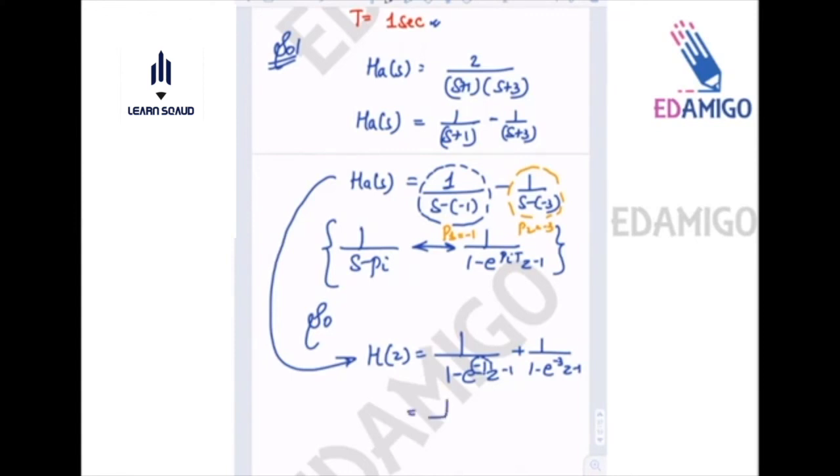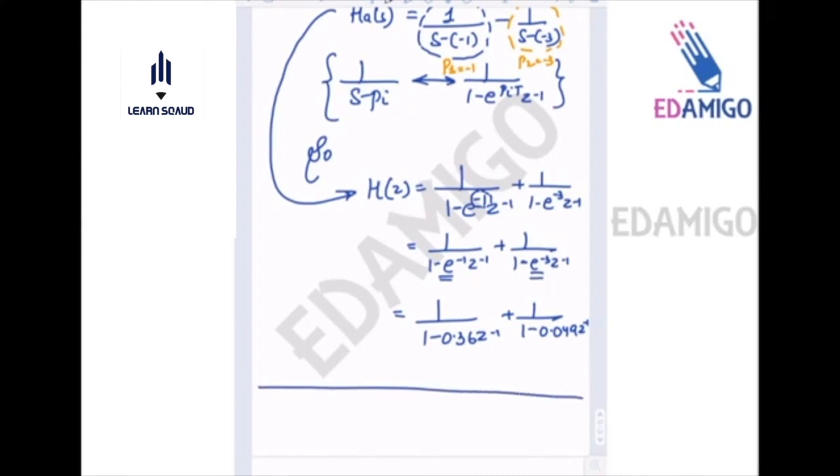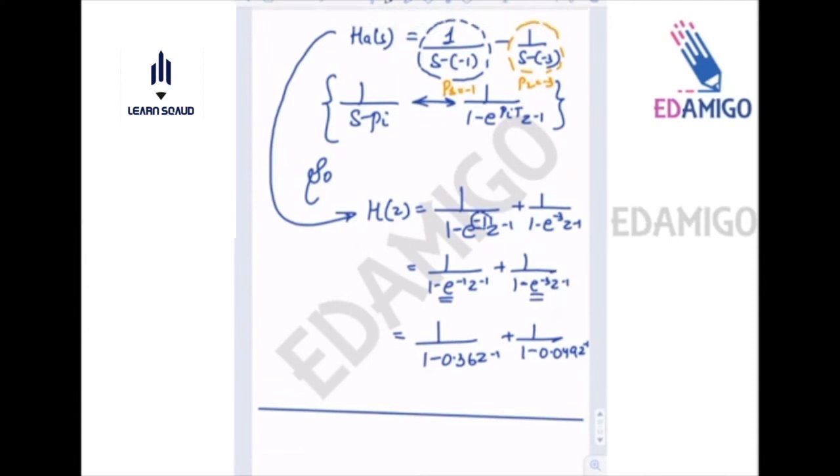So this comes out to be 1 upon 1 minus e to the power minus 1 z inverse, minus 1 upon 1 minus e to the power minus 3 z inverse. We can easily put the values of e to the power minus 1 and e to the power minus 3. So we get 1 upon 1 minus 0.36 z inverse, minus 1 upon 1 minus 0.049 z inverse. This kind of question can be asked in any competitive exam. So this much is sufficient for the impulse invariance transformation. In the next part we will look at bilinear transformation. That will be method 3, and that will finish the IIR filter design. So thank you guys.